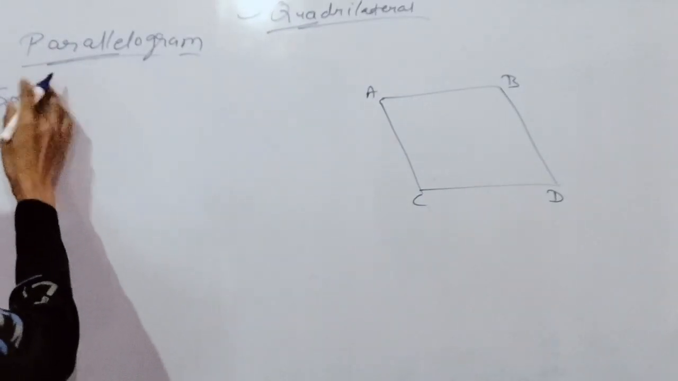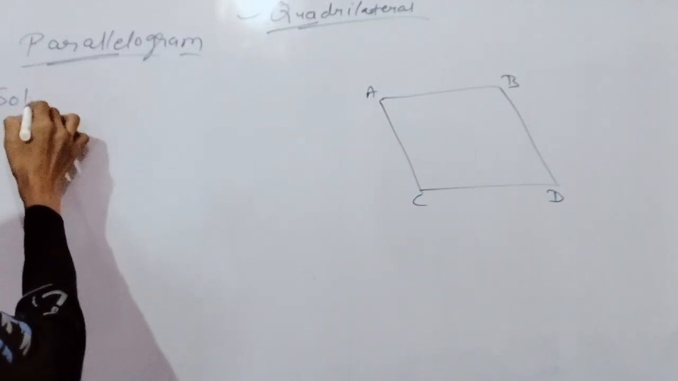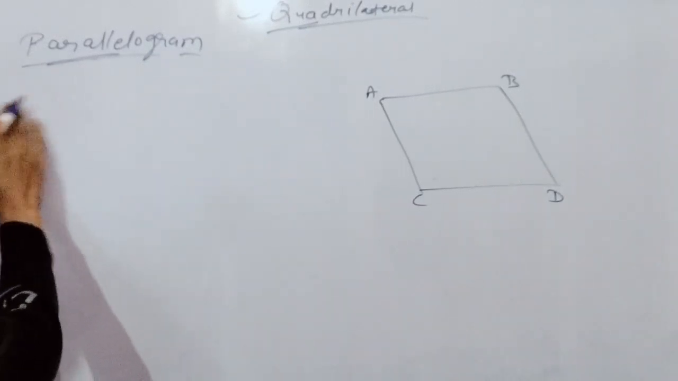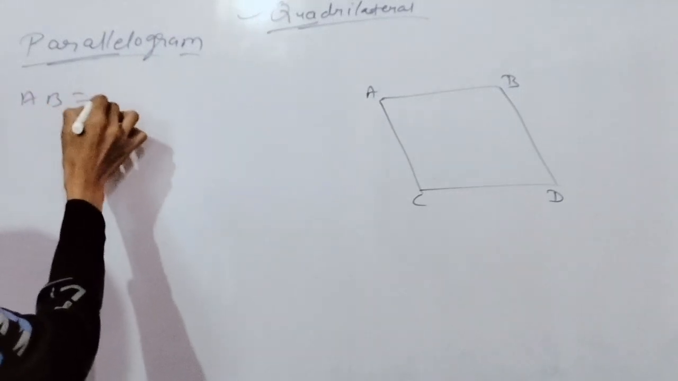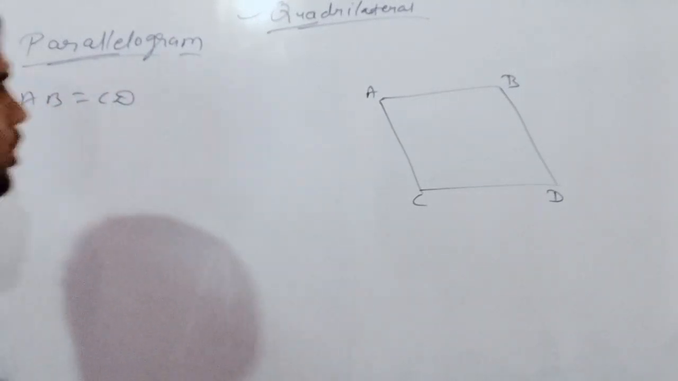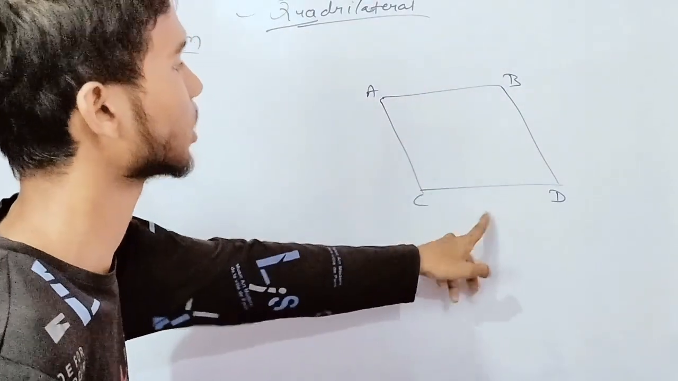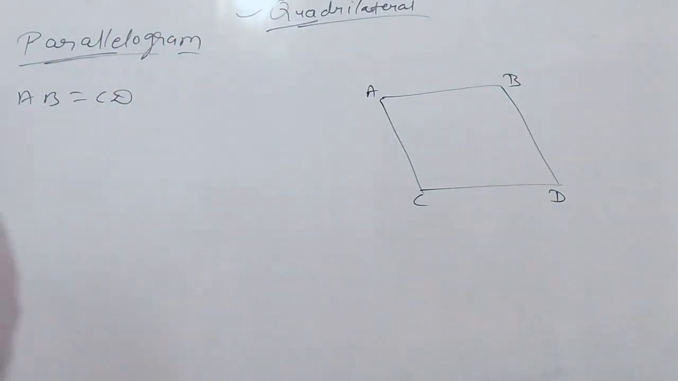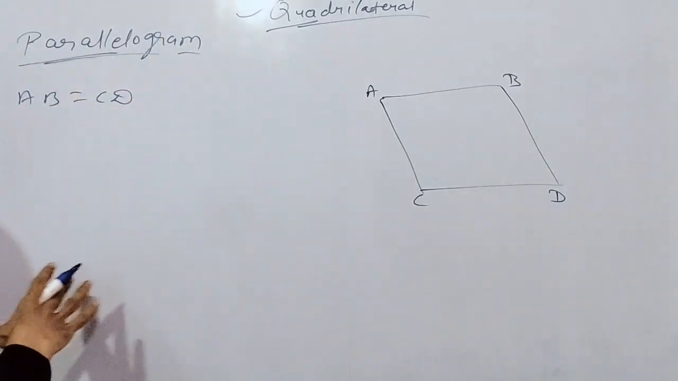A, B, C, D. Now here, can you say AB will be equal to CD? If the measure of this is 7 centimeter, then the measure of this would be the same. It will happen in a parallelogram.